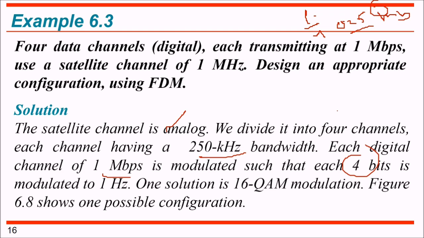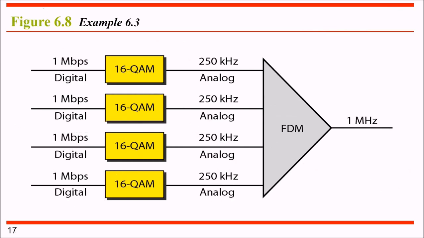So what would be our solution? We have already seen it previously. We can use 16 QAM. How can you use 16 QAM? Because 2 to the power 4 is what? 16. So we use 16 QAM, quadrature amplitude modulation. This is the more formal way of understanding.